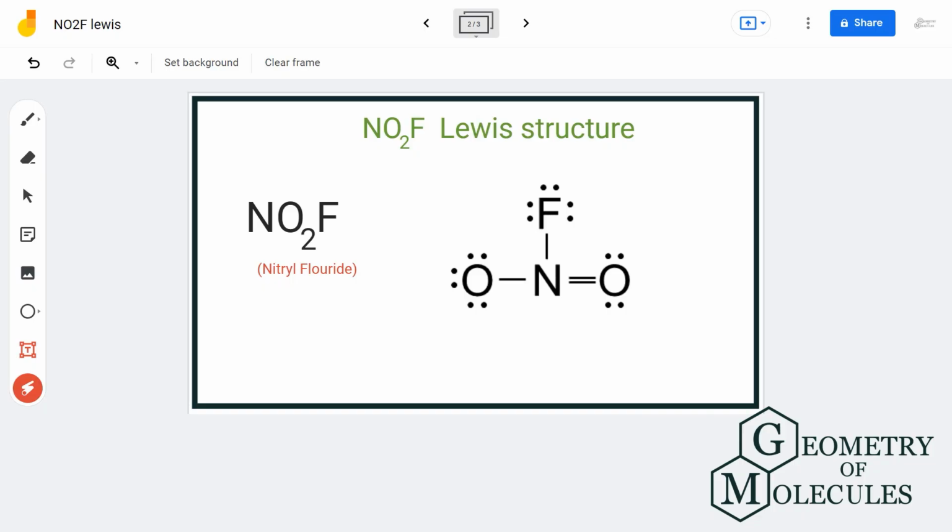So this is the final Lewis structure of NO2F, in which every atom has a complete outer shell and zero formal charge.